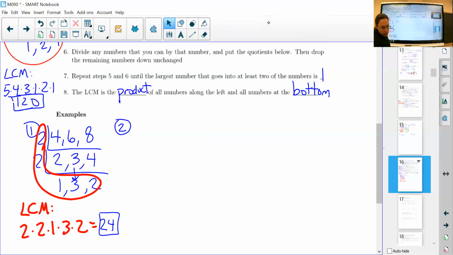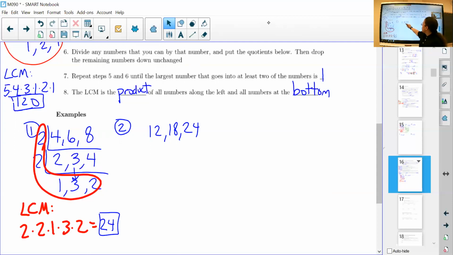Example 2, let's look at 12, 18, and 24. And I'll have you work through this one. I'll give you a hint. There are a number of things that you can take out as your first step. It doesn't matter where you start. You could say, hey, they're all even. Or they're all divisible by 6, or they're all divisible by 3.